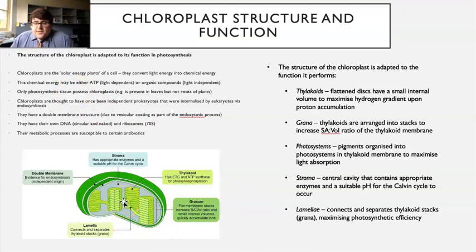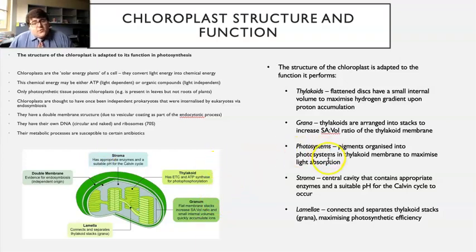So, for example, let's start with the thylakoids here. The thylakoids are flattened discs. They have a small internal volume to maximize the hydrogen gradient upon proton accumulation. We also have the grana, or granum, as it's labelled in the diagram over here. Basically, these are thylakoids arranged into stacks, and we do this to increase the surface area to volume ratio of thylakoid membranes.